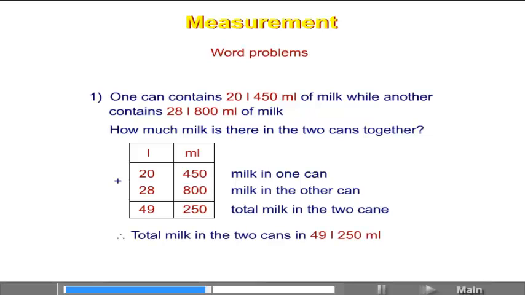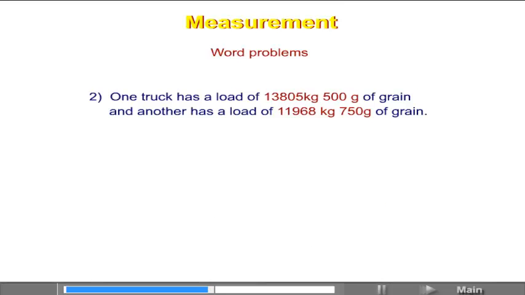Therefore, total milk in the two cans is 49 liters 250 milliliters. One truck has a load of 13,805 kilograms 500 grams of grain and another has a load of 11,968 kilograms 750 grams of grain. How much extra load is there in the first truck?